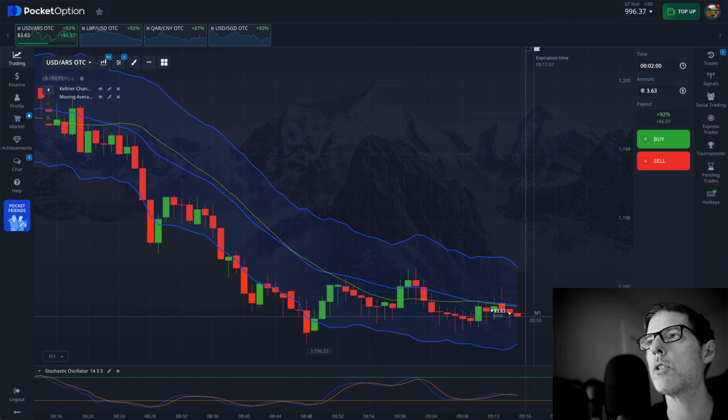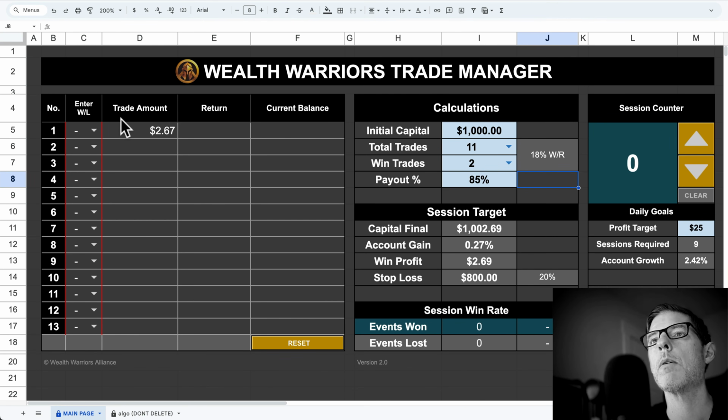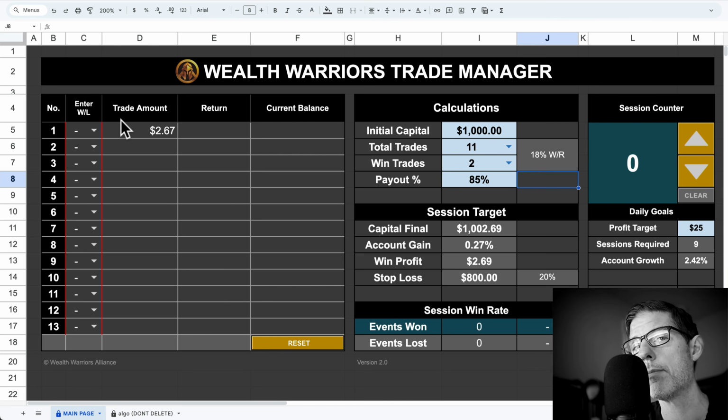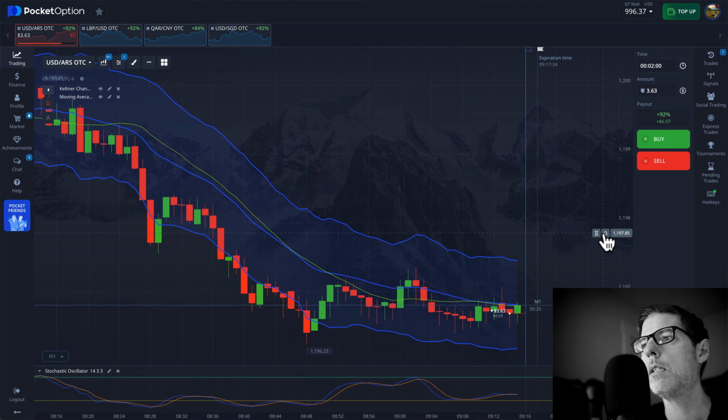But with the trade manager, it's very important that the trade manager prevents you from overtrading. So that's why it's good. If you need that discipline or some type of self-control, because I know sometimes it can get a little crazy inside Pocket Option, make sure you have some type of trade manager. If it's not the Wealth Warriors trade manager, something to keep you on track, guys.